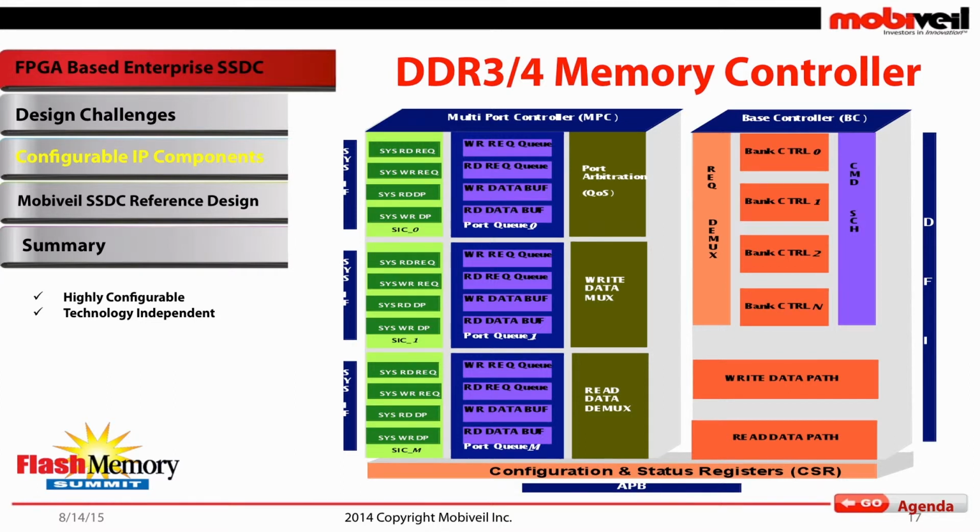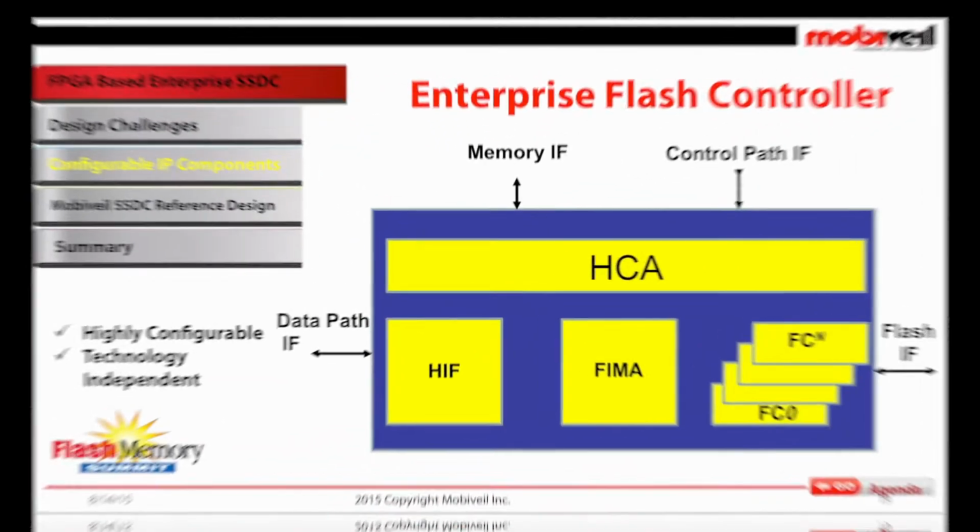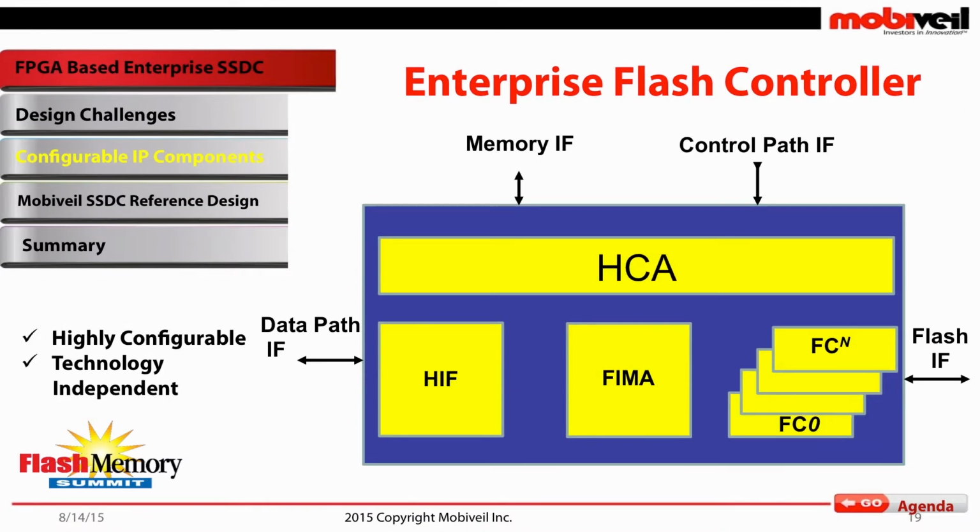So this is a block diagram, and this is the heart of the IP. This is the enterprise flash controller. You can have a host interface which is talking to the NVMe, the FEMA, which is the flash interface, and the media access block and the flash channel. These are the actual interface modules which are talking to the flash. So you can instantiate as many channels as you want to support.